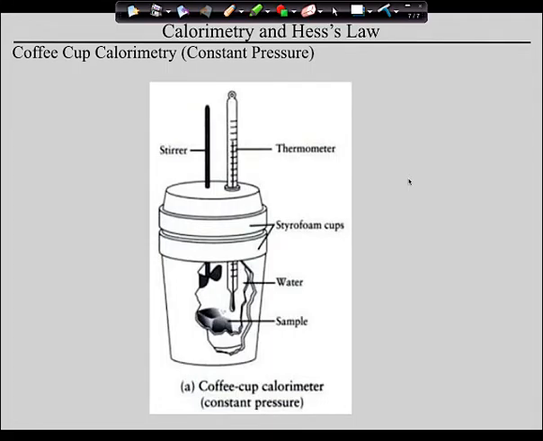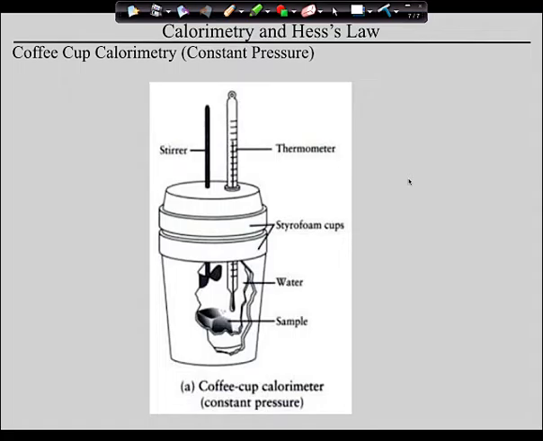Guys, this is a coffee cup calorimeter. Just let this soak in for a second and take a look at what you got. You've got a styrofoam cup, typically two, we'll nest them together for better insulation. You've got a thermometer and a stirrer, and then you've got a sample of a substance in basically a cup of water. Those are the fundamentals of coffee cup calorimetry. Now understand that it used to be that we had to teach another type of calorimetry, and it is still in your book. It's called bomb calorimetry. You no longer need to know bomb calorimetry, so we're just going to study the one that you do still need to know, which is coffee cup calorimetry.